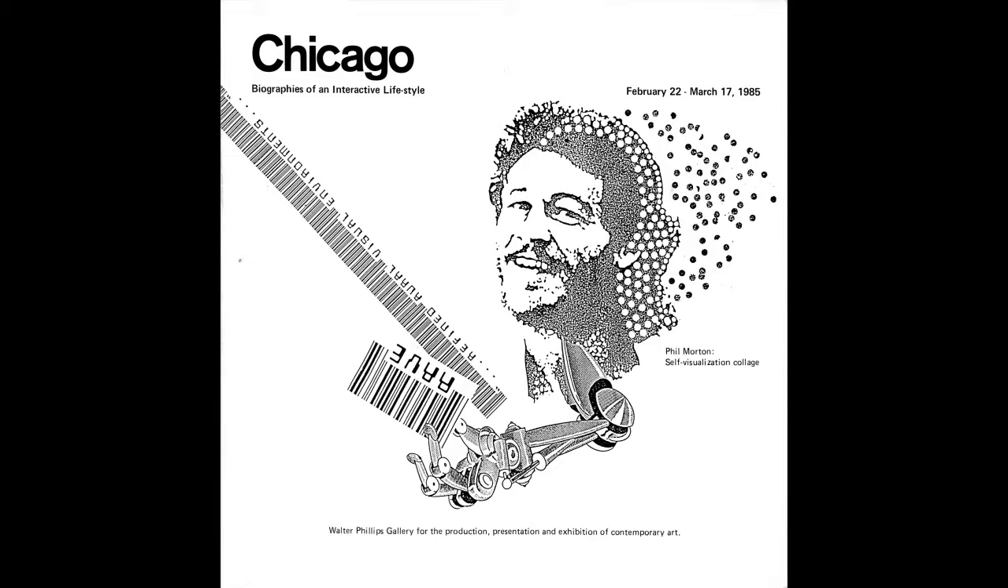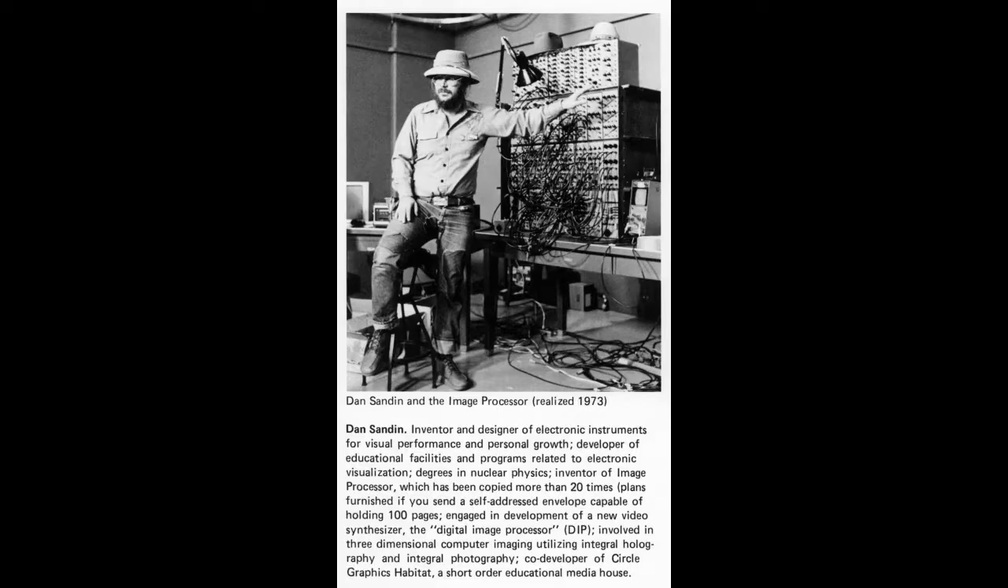So this handout is about 3 folded pages, and it came out in 1985, as I said, for an art show that went on for about 3 weeks. Here's a picture of Dan from 1973. If you look online, you'll see much more current pictures, but I think this picture is pretty cool, and it's used in quite a bit of places. This is his image processor. It's an analog computer. And I'll just read what it says here about him.